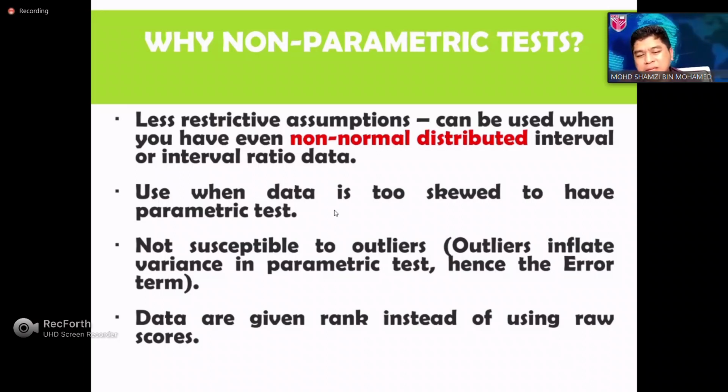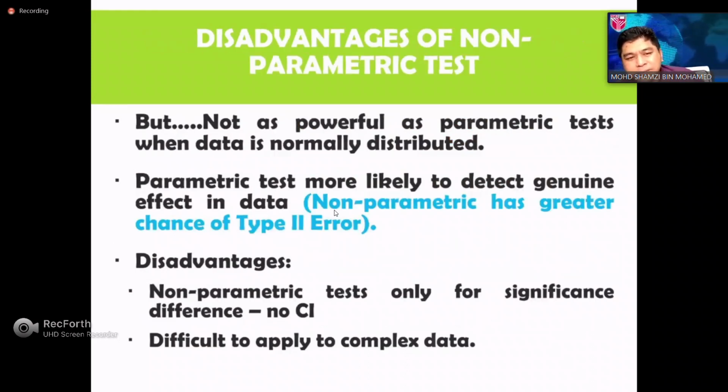So data are usually given rank instead of using raw scores. So we give rank. Okay, disadvantage of non-parametric test: not as powerful as parametric test. When data is normally distributed, there is no need to use non-parametric.